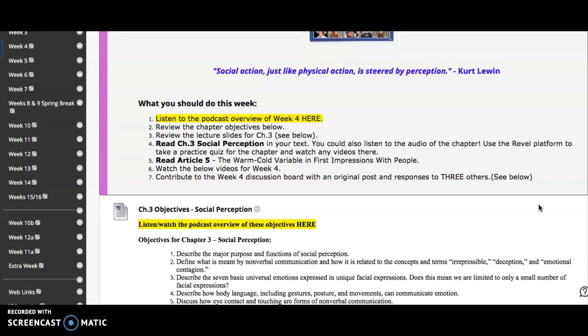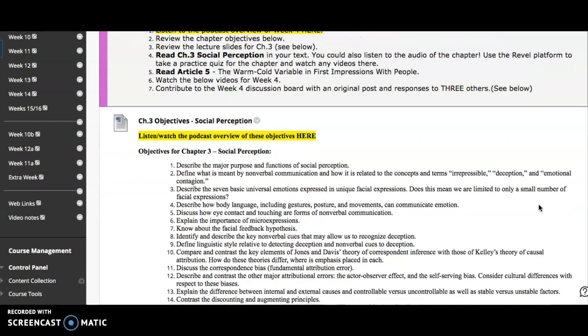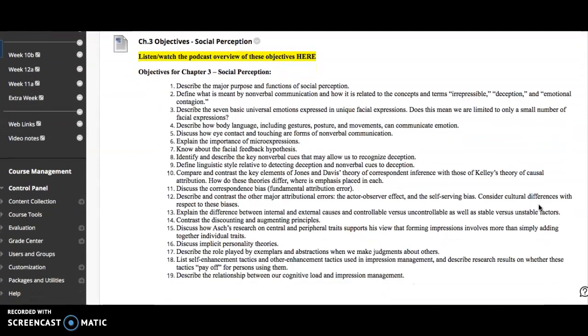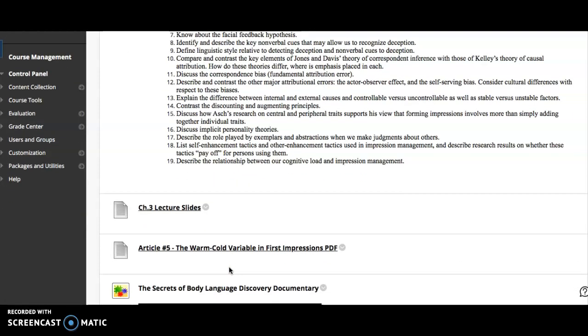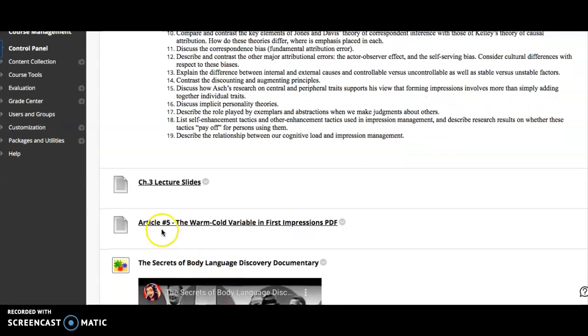You're going to want to review the chapter objectives for chapter 3, which are here. And I've included a podcast overview where I talk about each of these. So that's really important to listen to. It will help you definitely to know what to zero in on and what to focus on and use that for study purposes.